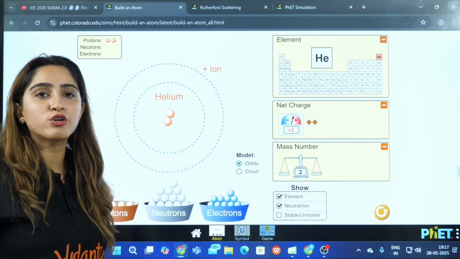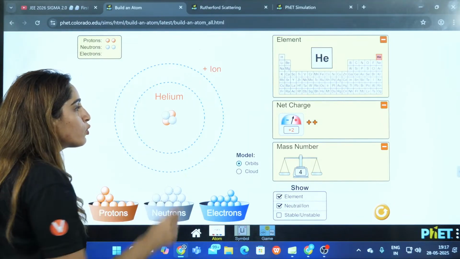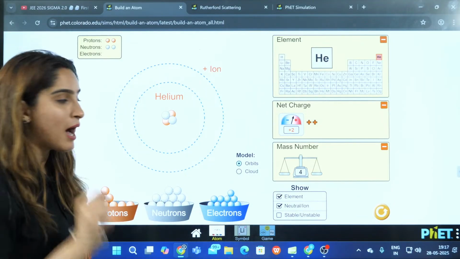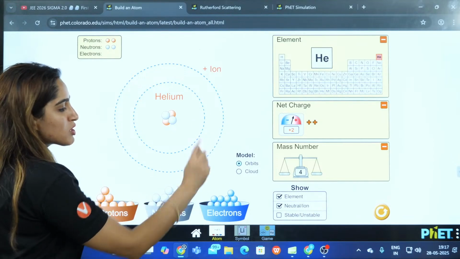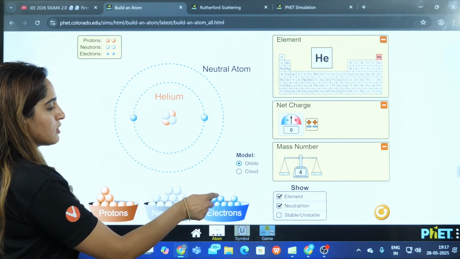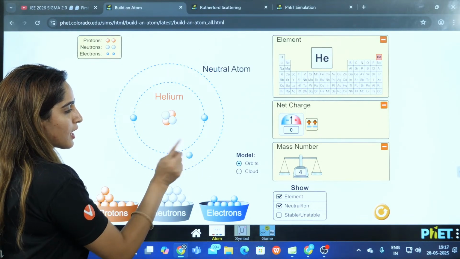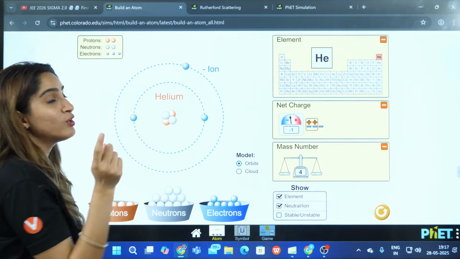Then why is it showing 2 here? Because in helium, you also have neutrons. Neutrons will correspond to the mass number. Now, this is helium 2 positive ion. Let's add electron. 1 electron, second electron, right? If I want to put a third electron, can I put it here? No, right?